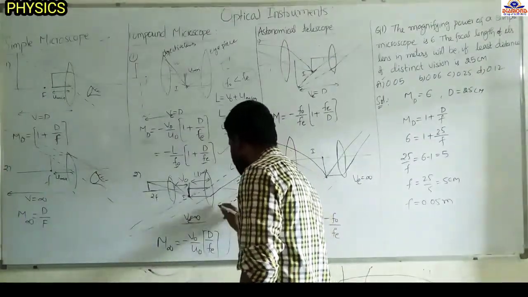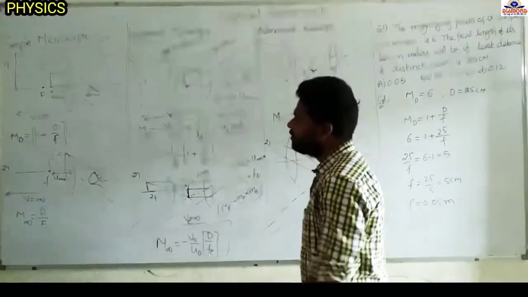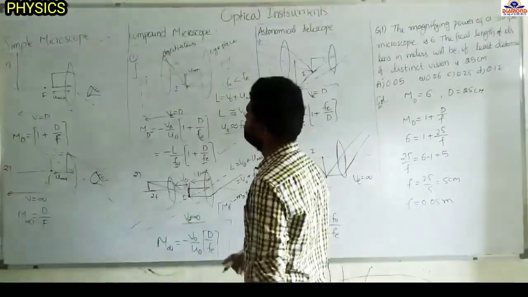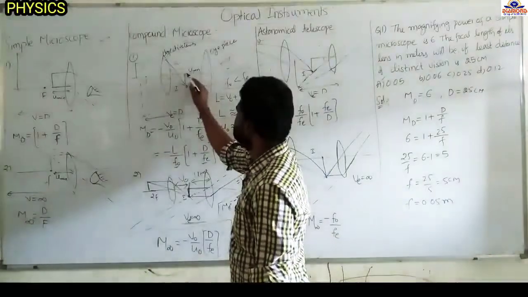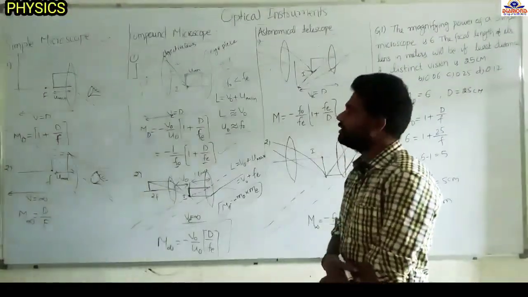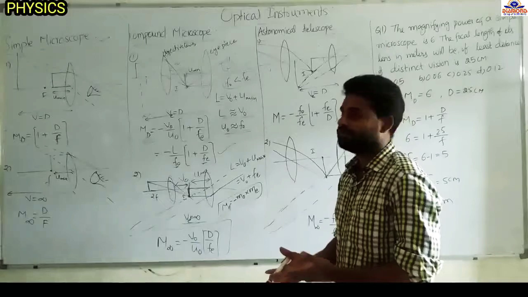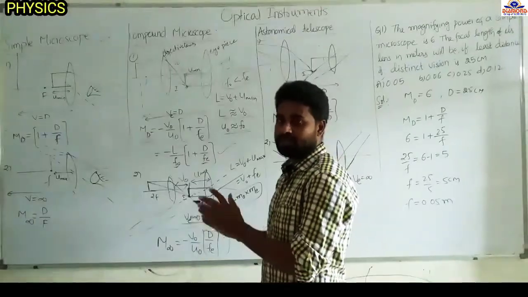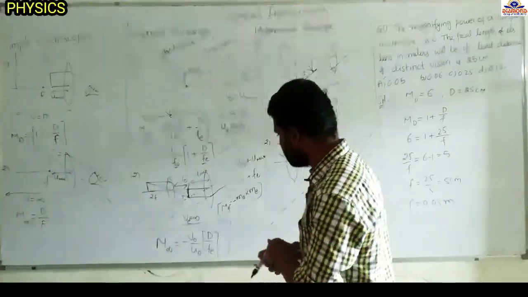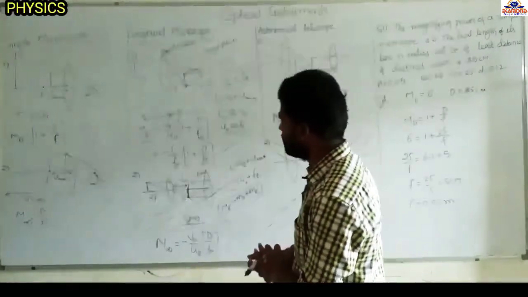Okay, now this is the formula for magnifying power. And one more thing you have to remember in these cases: if u is at the minimum, the magnifying power is maximum. If u, the object distance, is at the maximum, the magnifying power is the minimum. Remember that case also.